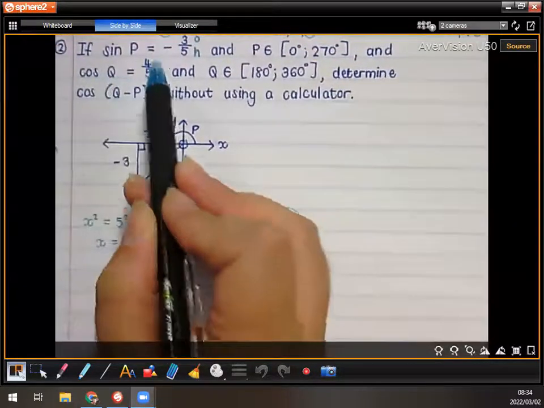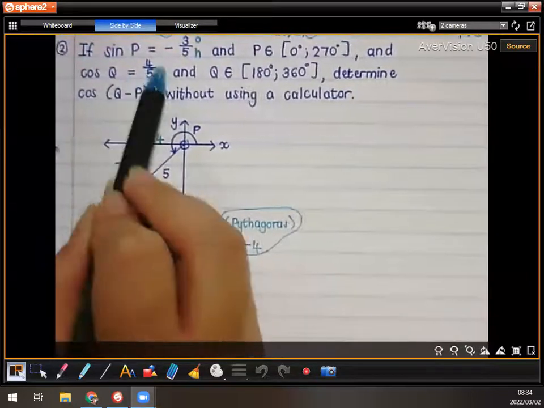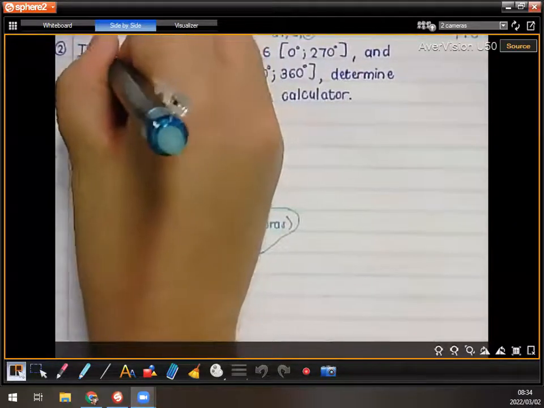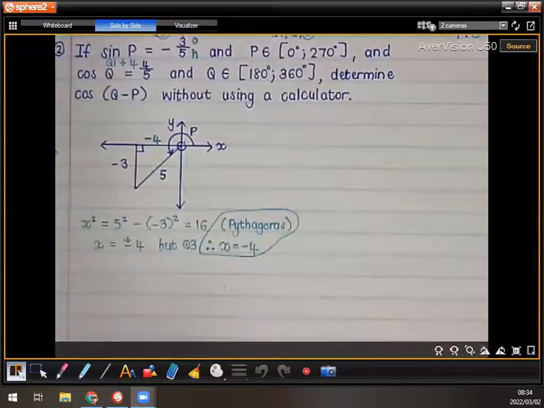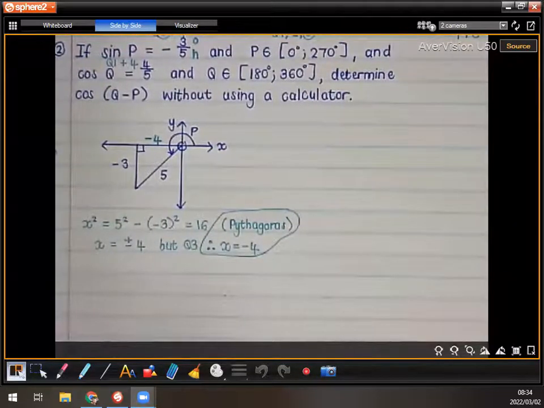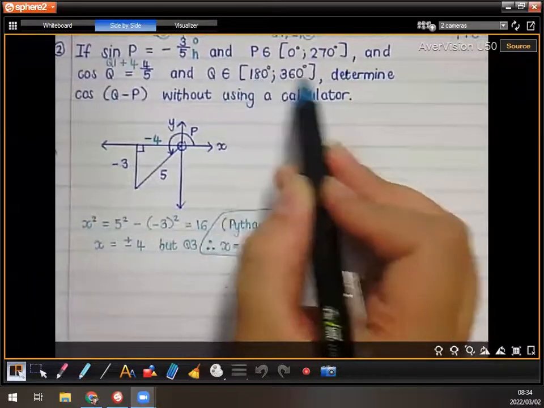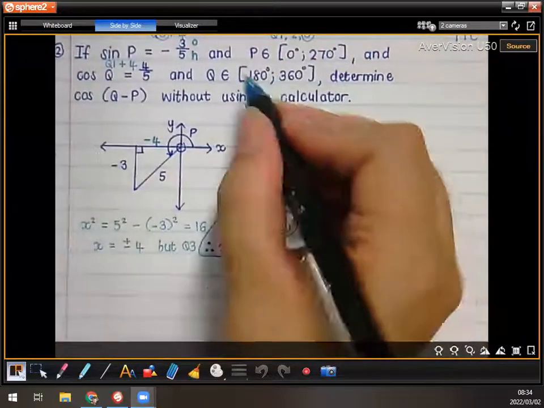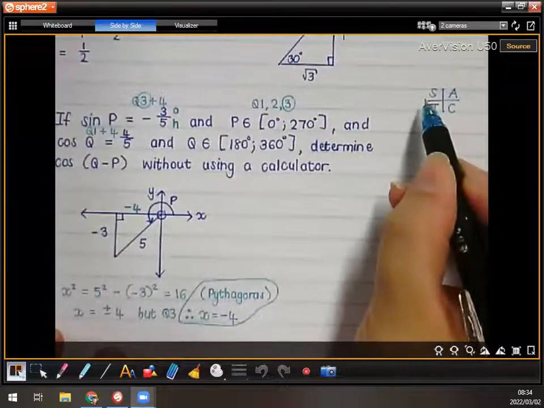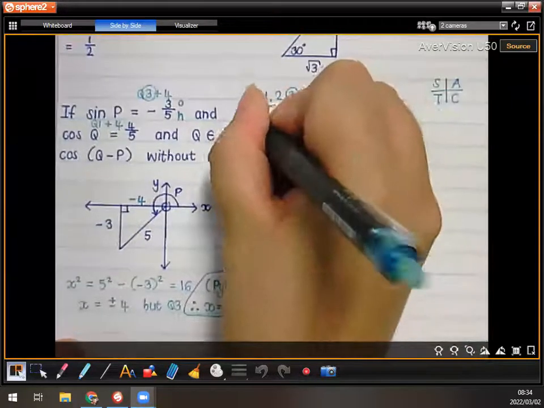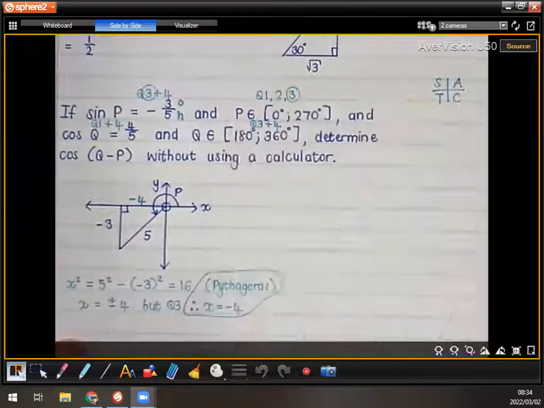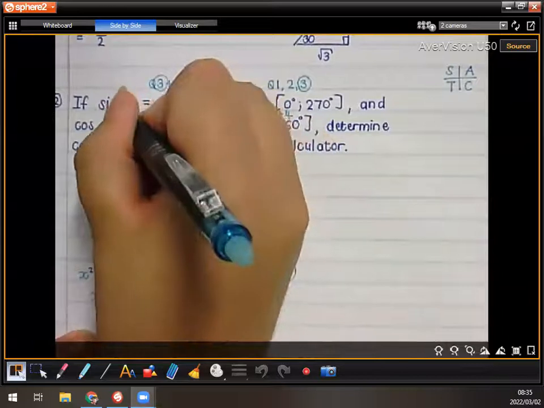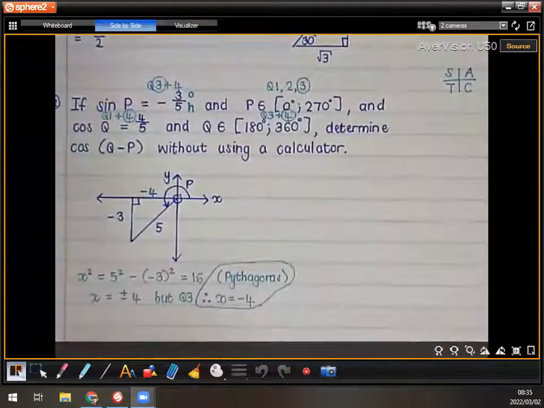Now they're saying that cos of Q is positive 4 over 5. All right, so in which quadrant is cos positive? 1 and 4. And now they're saying Q has to lie between 180 and 360. Which quadrants are those? Oh, those are 3 and 4, hey? Because it's 180, that line, to 360. So it's those two quadrants, quadrants 3 and 4. Which quadrant is in common between these two? 4. So our Q triangle is going to be in quadrant 4.